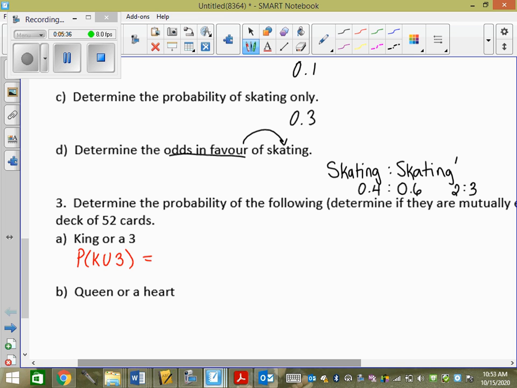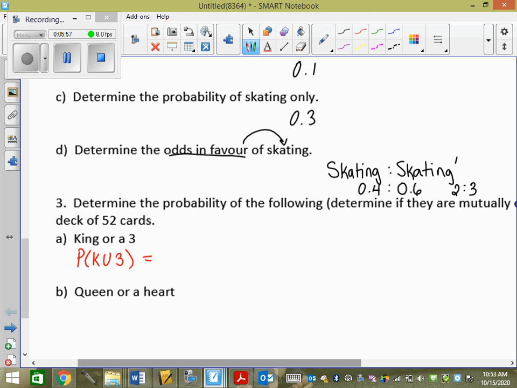So when it's "or," we go to either of these two formulas. Mutually exclusive meaning no overlap. Not mutually exclusive meaning overlap. Put these two formulas in our notes. So, are there kings that are 3s? No, so it's mutually exclusive. So I just add their two probabilities up.